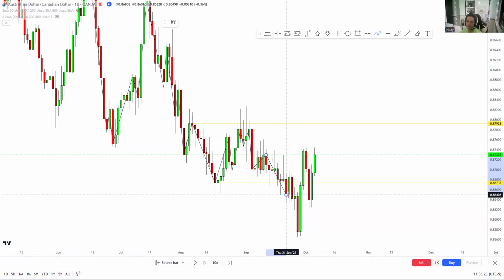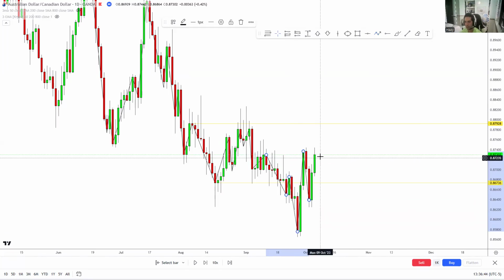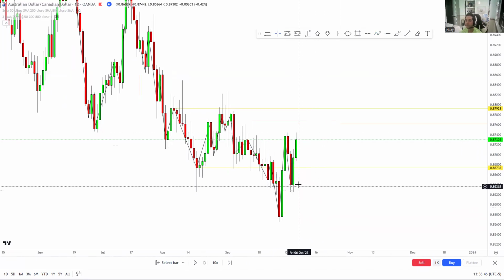So after this, we created a lower high, lower low, and now we created a higher high. Why? Because we broke previous bearish structure. So from bearish, now we are bullish. All right. And now this hasn't created the higher high yet. So this is the potential higher low.